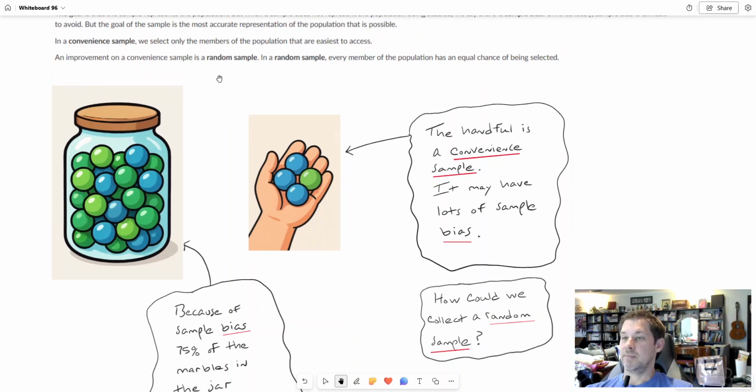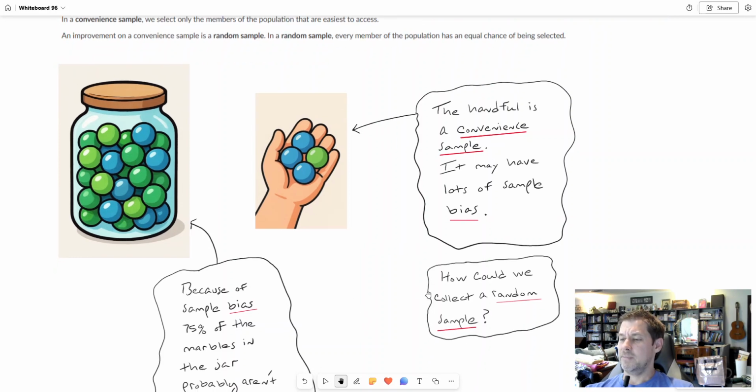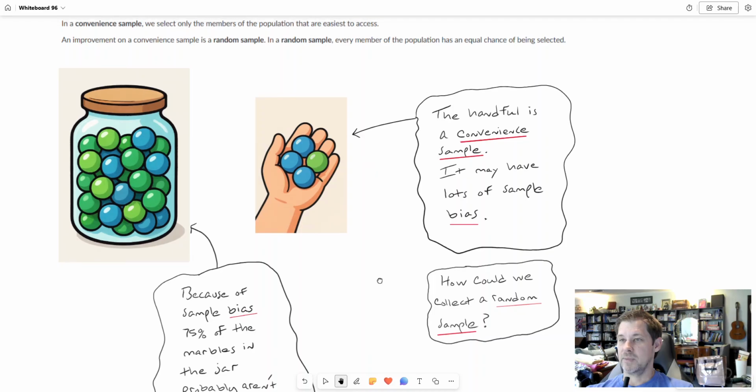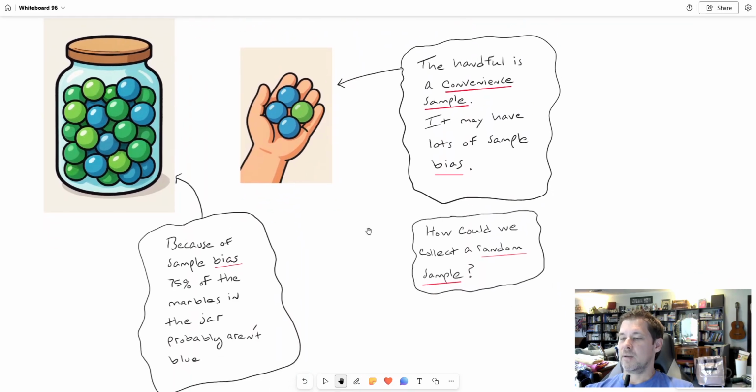In a random sample, every member of the population has an equal chance of being selected. So when I took this handful of marbles out of the jar, not every marble in there had an equal shot at being taken by me. Only the ones at the top have an equal shot. The ones at the bottom have no chance. In a good sample, every marble in there is equally likely of being selected for the sample.